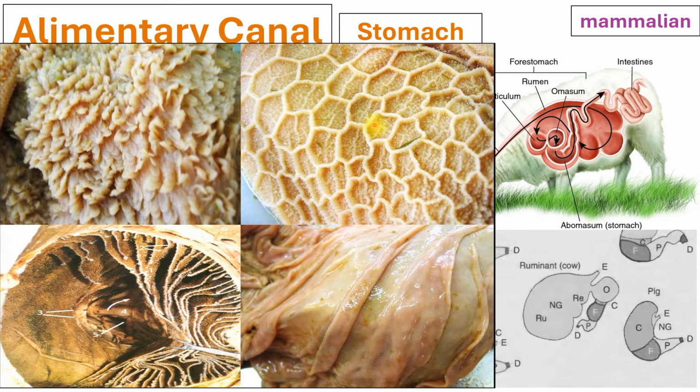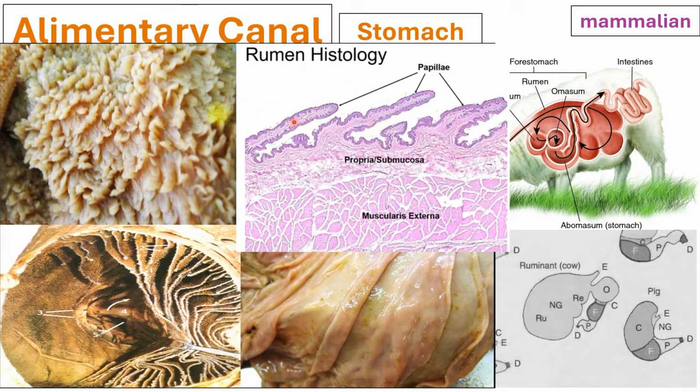Histologically, it would look like this. Each of these rumen papillae corresponds to this, and you will have your lamina propria and submucosa reaching into each papilla. Since the rumen is the first part of the non-glandular stomach, instead of simple columnar epithelium, just like your esophagus, it would have stratified squamous epithelium here. And then, of course, the muscularis externa.